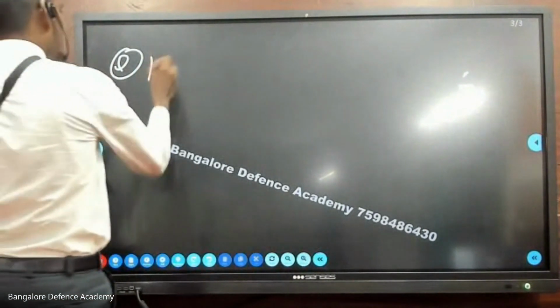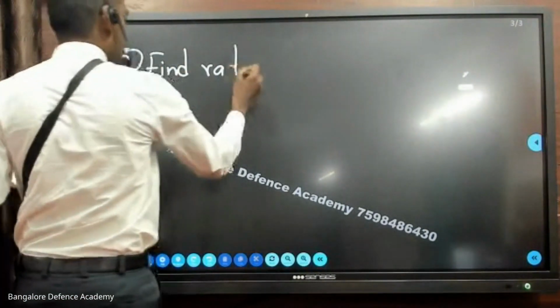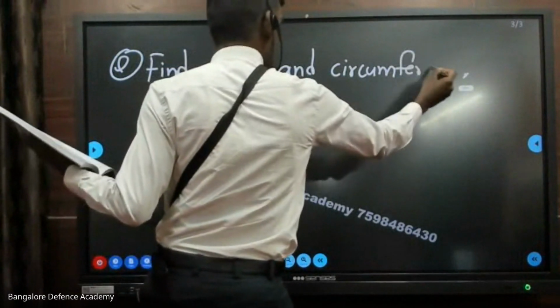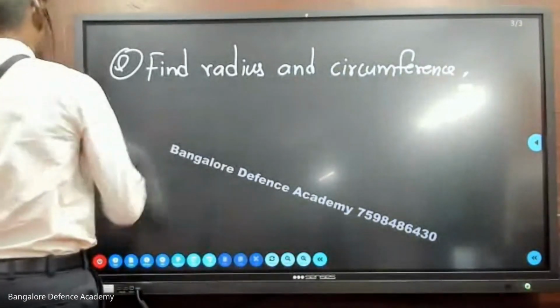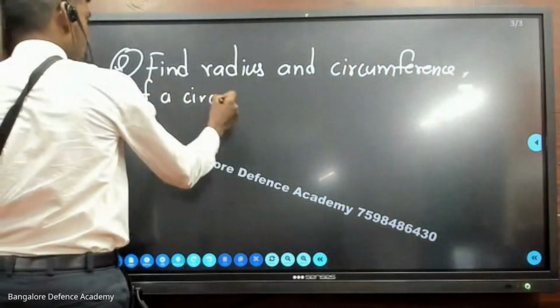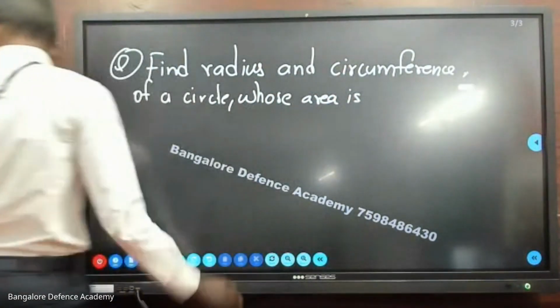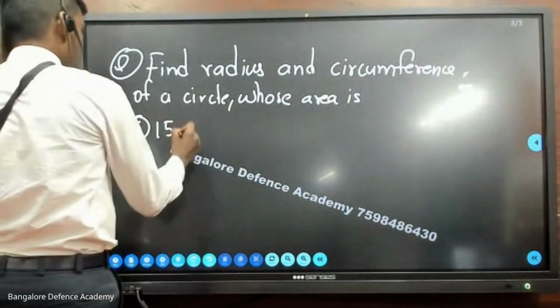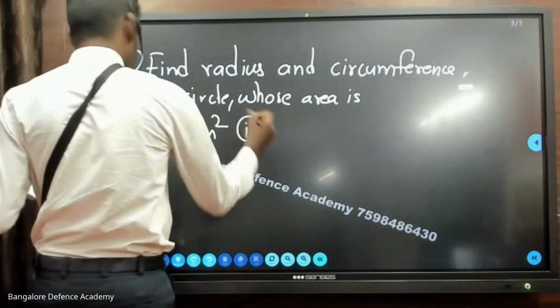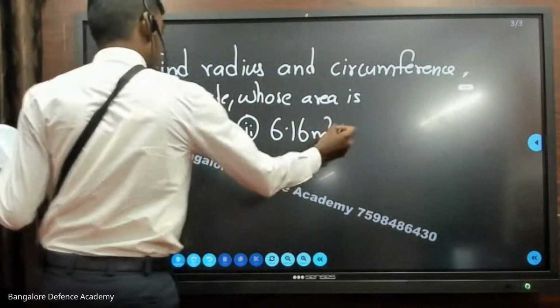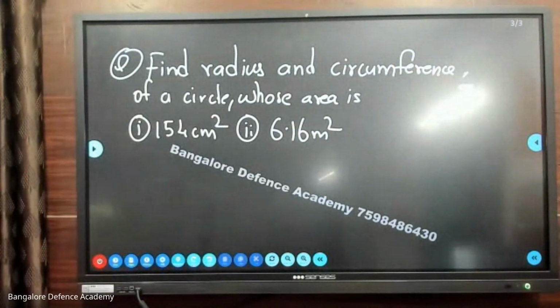Find the radius and circumference of a circle whose area is, first one, 154 centimeters square, and the second one, 6.16 meters square. Find the radius and the circumference.